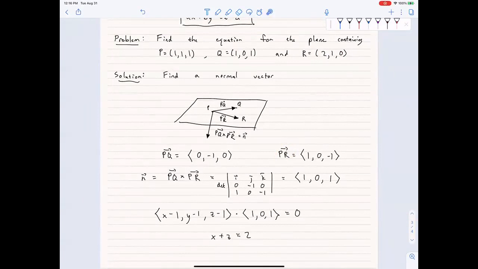Do these 3 points satisfy this equation? So 1 plus 1 does equal 2. 1 plus 1 still equals 2. And 2 plus 0 also equals 2. So all 3 points satisfy that equation. There's only going to be one equation, up to multiplying both sides by a number, that works. So this works, as long as it's of this form, AX plus BY plus CZ equals D.